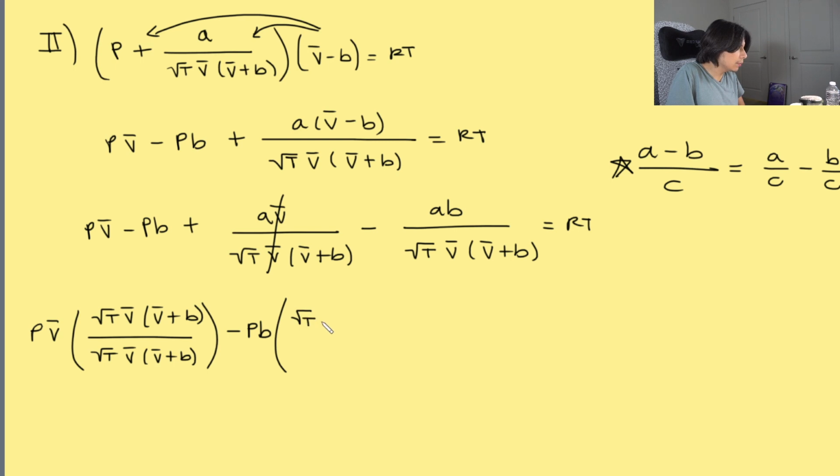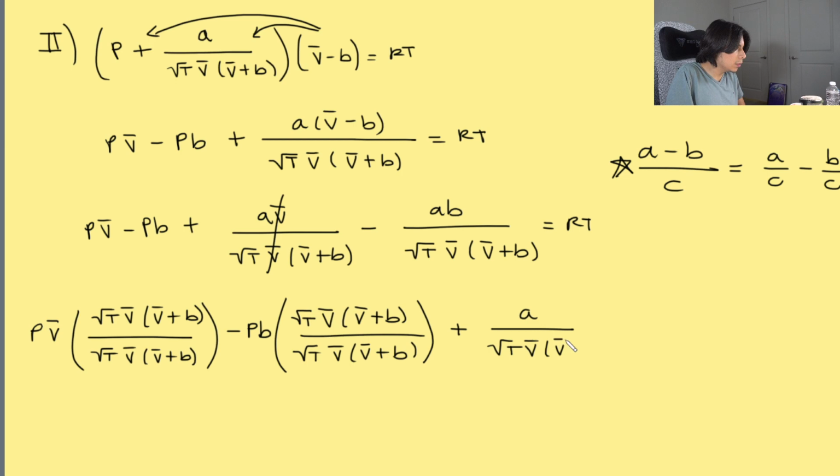I'm just going to redo the same thing because you're not changing the equation, you're just multiplying by 1, but that 1 being in the form of the common denominator established here. So then that is equal, okay, sorry, and then plus a over square root of t v bar plus b.